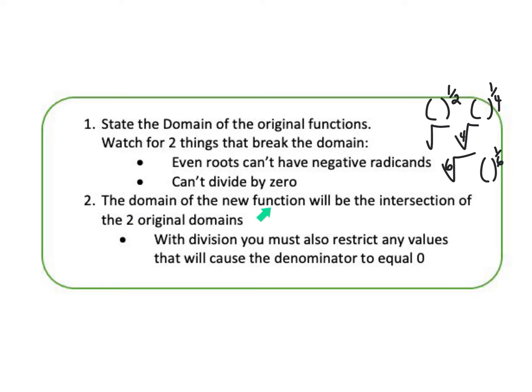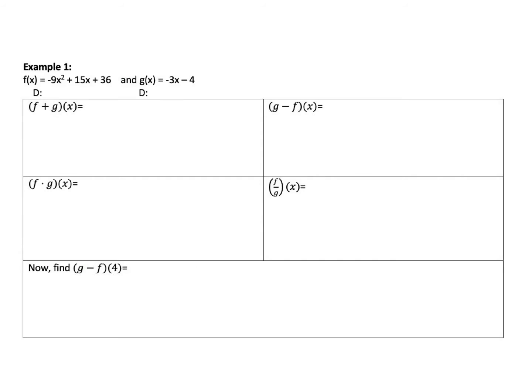So the domain of your new function will be the intersection of the original two domains. And I'll show you what that means with an example. And there's always something extra we've got to watch for with division. With division, you must also restrict any values that will cause the denominator to equal 0. All right, so let's illustrate this. Here are two functions, f of x and g of x, and we're going to do the 4 operations. We're going to add, subtract, multiply, and divide here. And then I'm going to show you how to evaluate for a specific value.